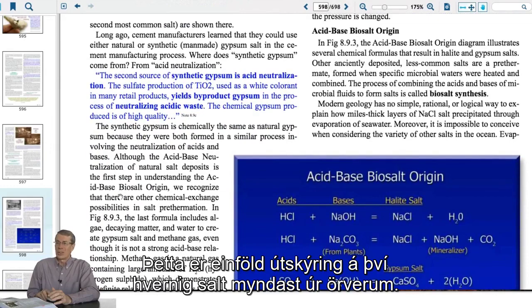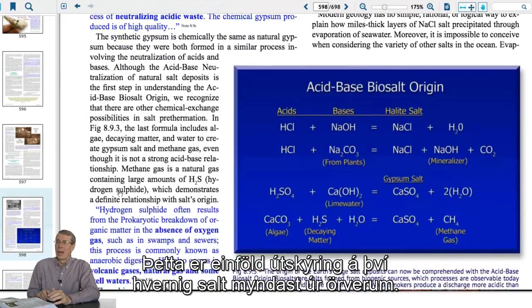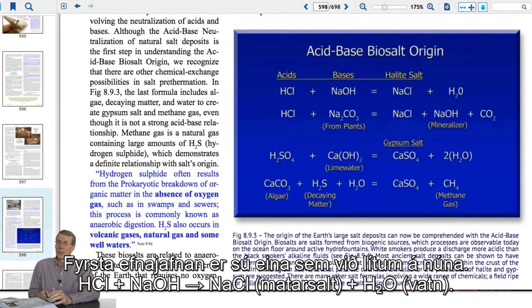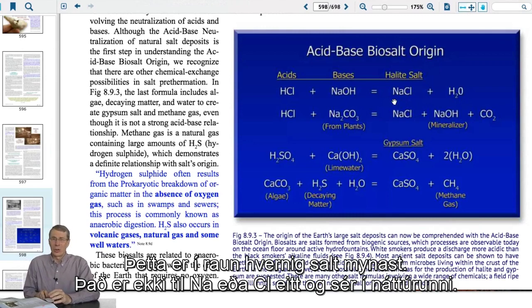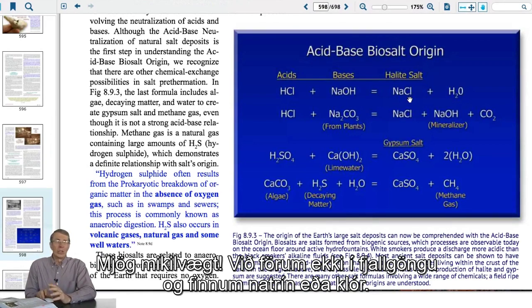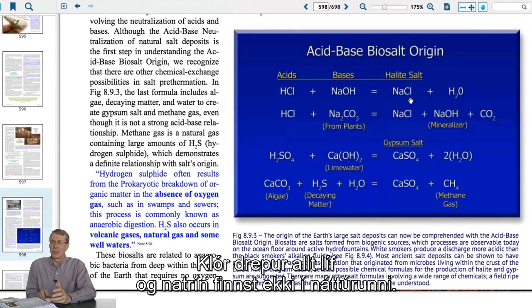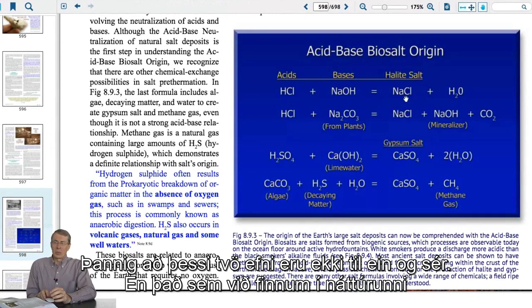And this is a simple explanation of how salt comes from microbes. This very first formula is the only one we'll look at right now. HCl plus NaOH equals NaCl. This is your table salt and water. So this is actually where salt comes from. We don't have Na and Cl in nature by themselves. Very important point. You don't go up in the mountains and just find sodium or chlorine. Chlorine kills all living things, and sodium doesn't exist in nature. So these two things don't exist by themselves.